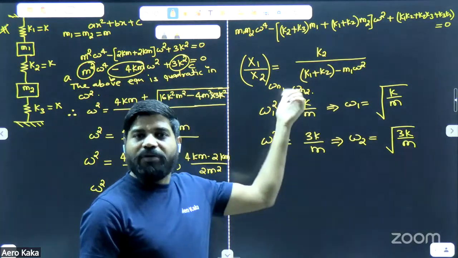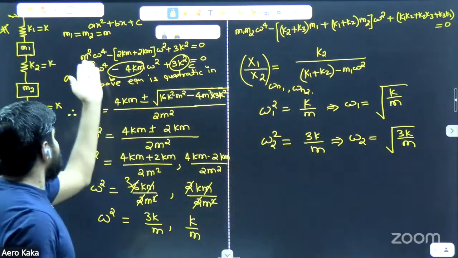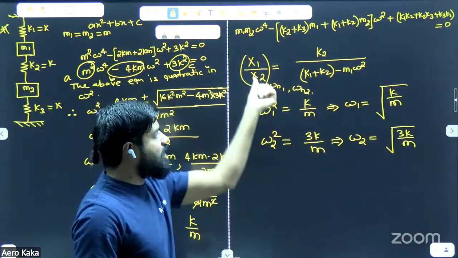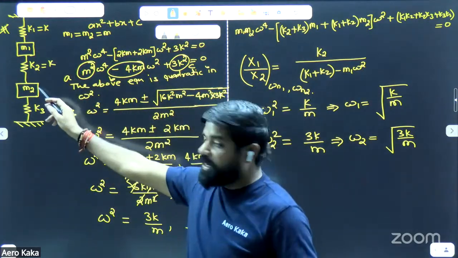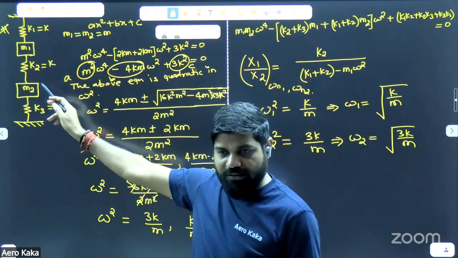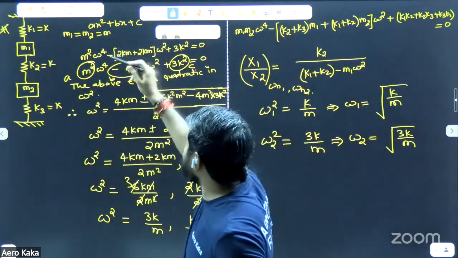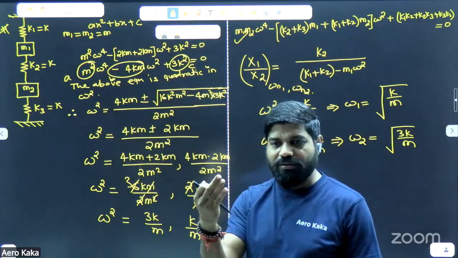Okay. We also have one more equation. Generally, when we derive this equation, we get one value of x1 upon x2 from the equation of motion of the first mass, and another x1 upon x2 value from the equation of motion of the second mass, right? If we equate these two, what will you get? You will get this particular equation. Which one? This one. Could you remind? Say yes or no, sir.